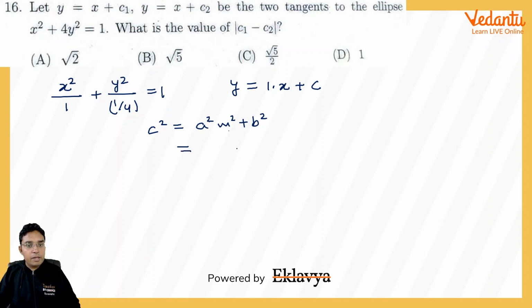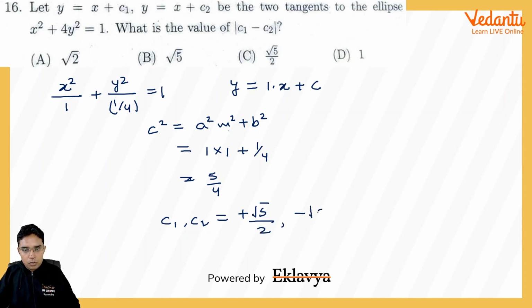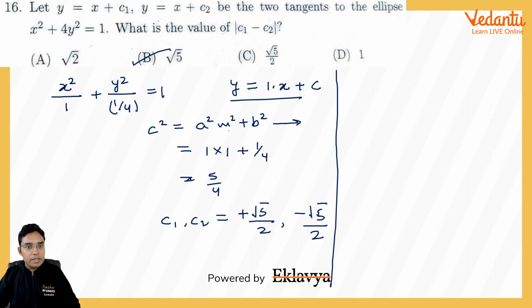This result we must remember, otherwise in the exam you will have to do D equal to 0, the discriminant thing will have to be done. Here a is 1, m is 1 and b squared is 1 by 4. So c squared we are getting 5 by 4. So c1, c2: one of them will be plus root 5 by 2, the other one would be minus root 5 by 2. So the difference of these two will be root 5, that is B. I was saying that if you do not remember this result, then we will be putting y equal to x plus c here, and we will get x squared plus 4.